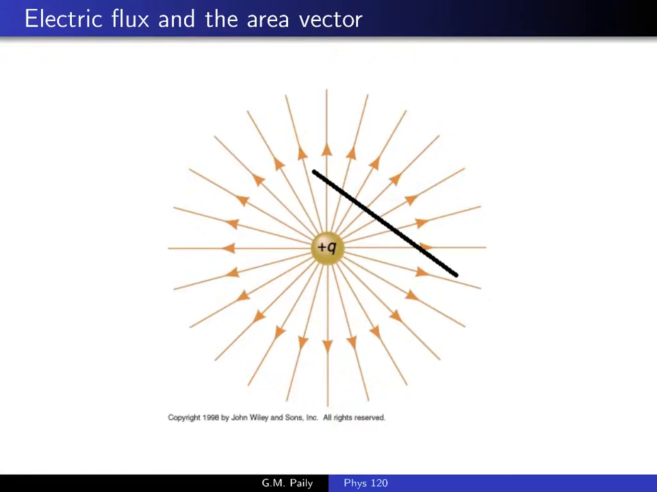If we are given a surface, in this case a piece of paper, we're looking at it edge on, and place it in an electric field, we can define an electric flux associated with that surface. It's basically a way of counting the number of field lines that pass through the surface. However, to decide whether the flux is positive or negative, we first need to define an area vector. If the area vector and the field lines point in roughly the same direction, the flux is positive. If they point in roughly opposite directions, the flux is negative.